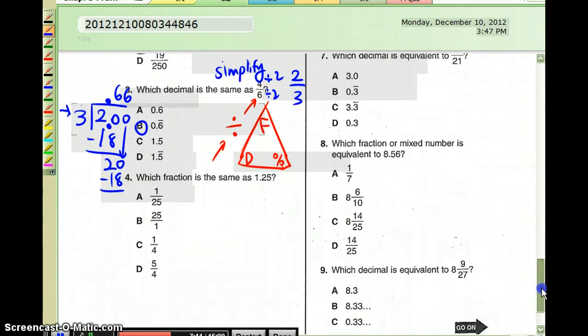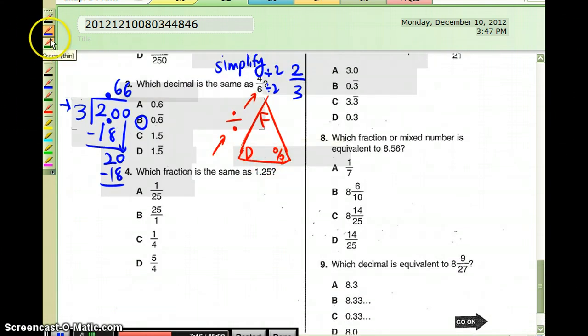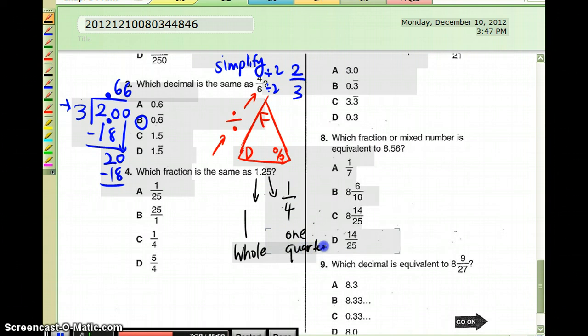Okay, number 4, last problem I'm going to do for the video. Which fraction is the same as 1.25? Some of that might be mental math, because 1 is 1 whole. And 0.25, maybe we know that as 1/4, and we think money. Quarters are worth 0.25 or 25 cents. So we're able to figure out that 1.25 is like money, $1.25, which is 1 1/4, giving us the fraction.